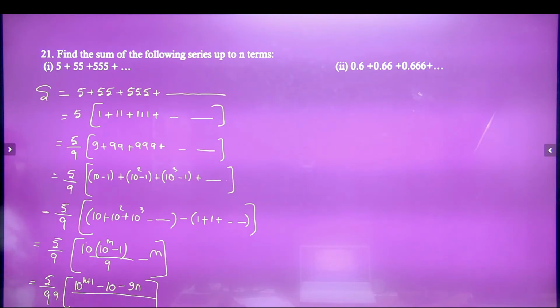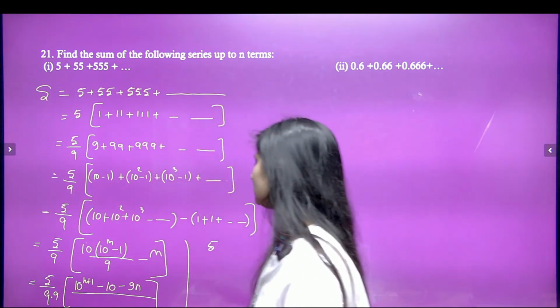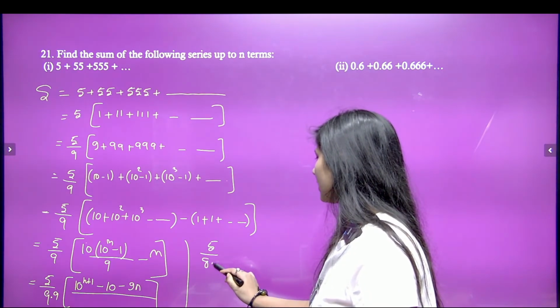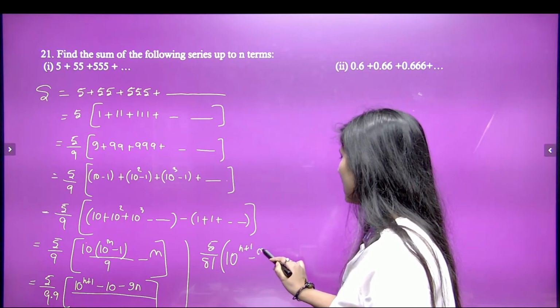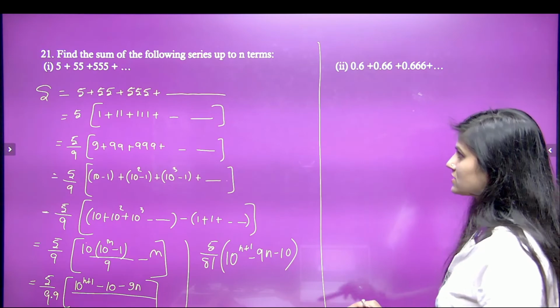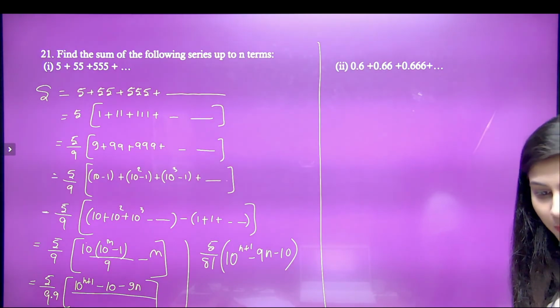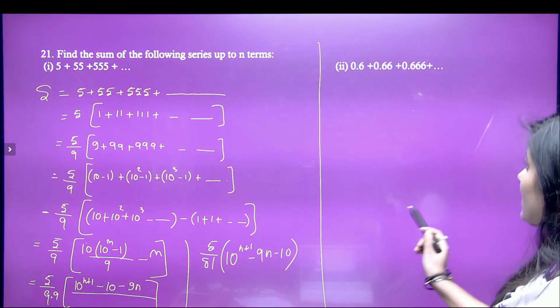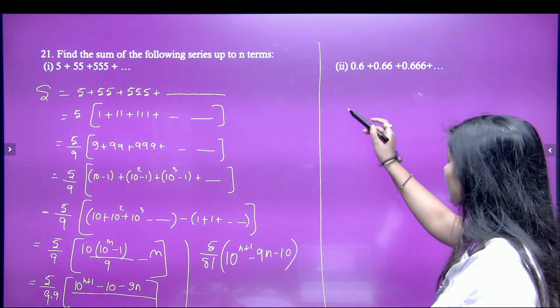Can we write it here? 9 into 9. So it is nothing but 5 by 81, and here we have 10 to the power n plus 1 minus 9n minus 10. Okay, so this is question number 1 of 21. Clear? Now this question is similar, but it is a decimal question. So let's see what we can do here.